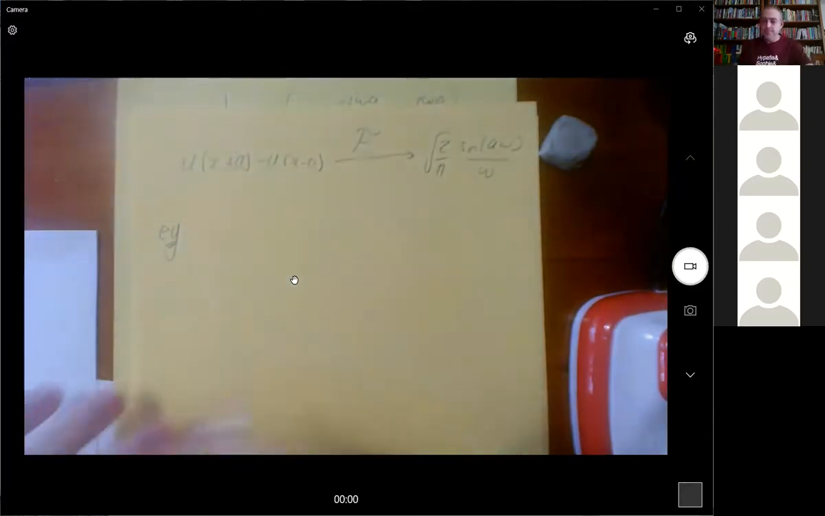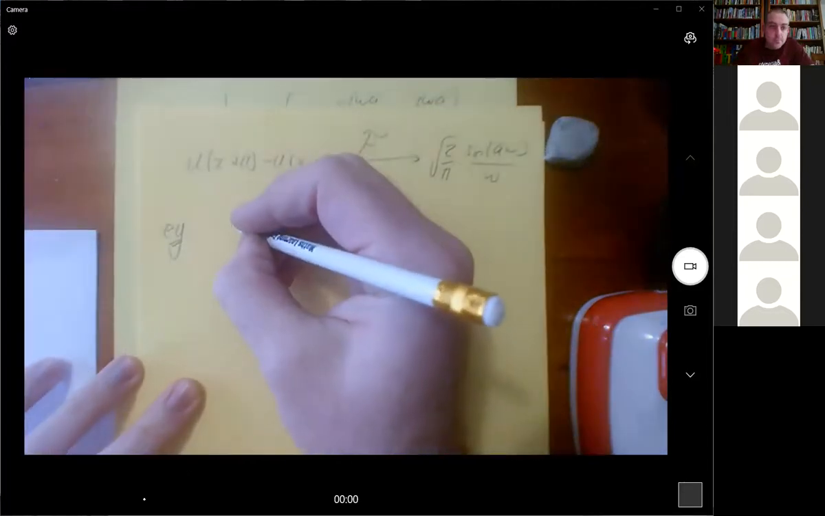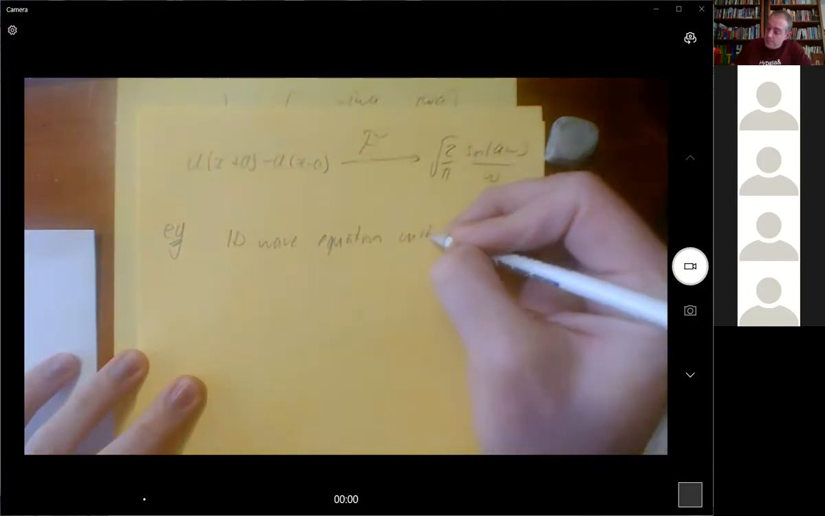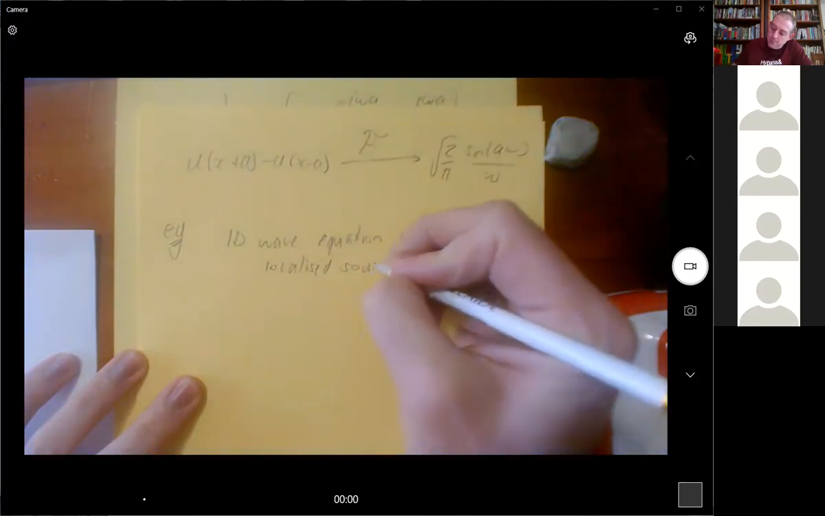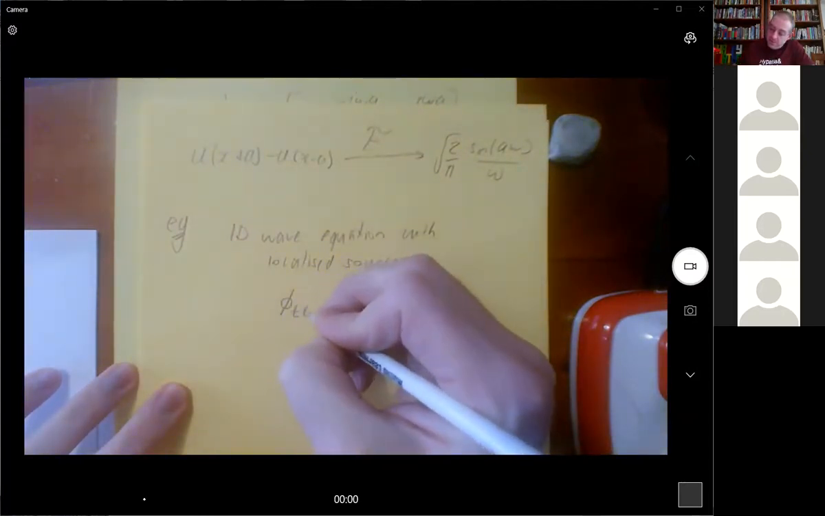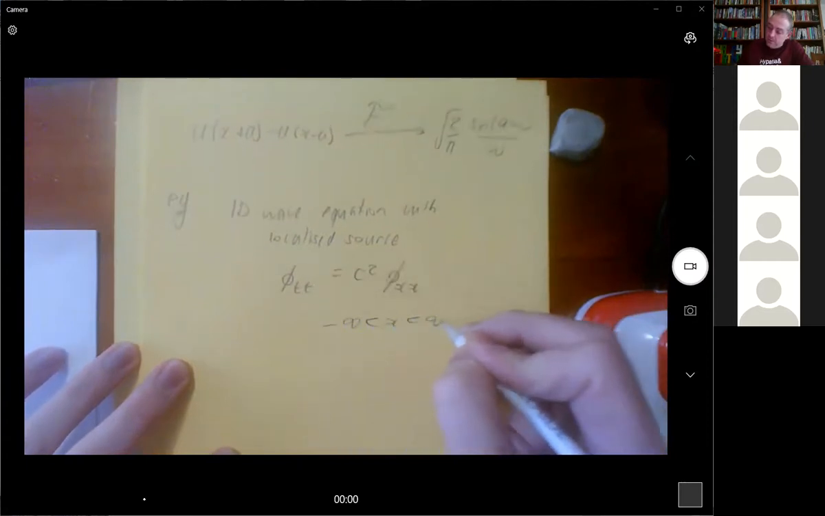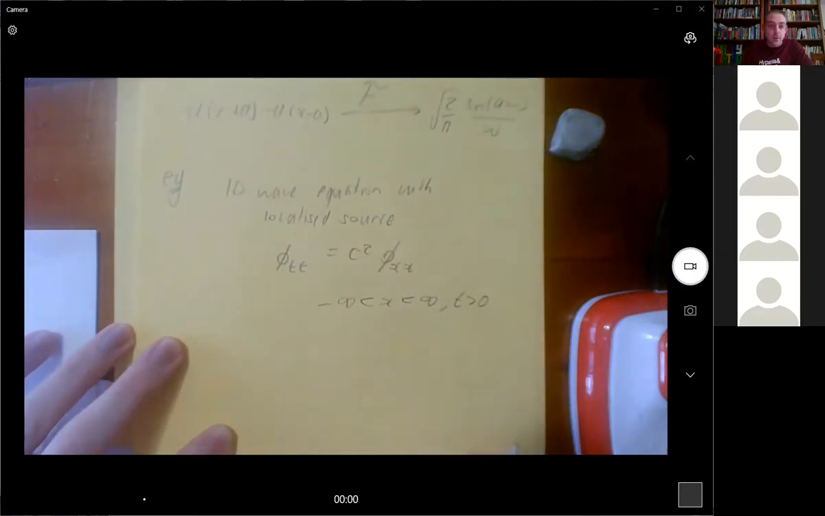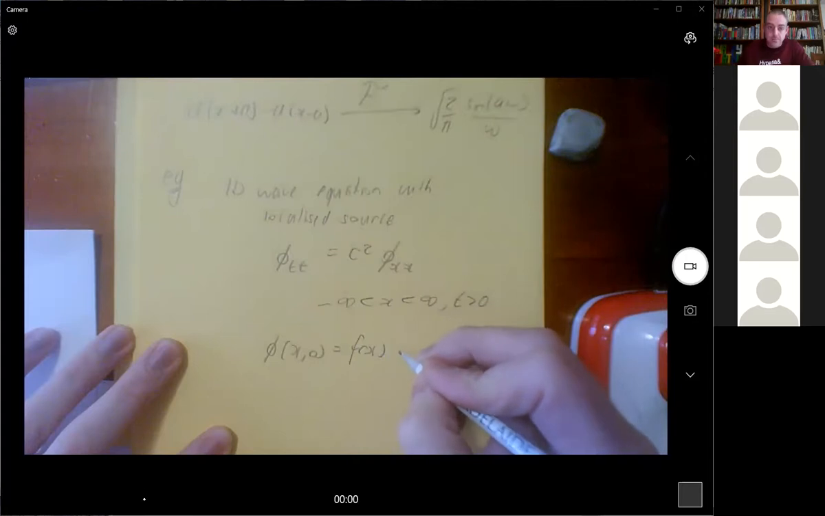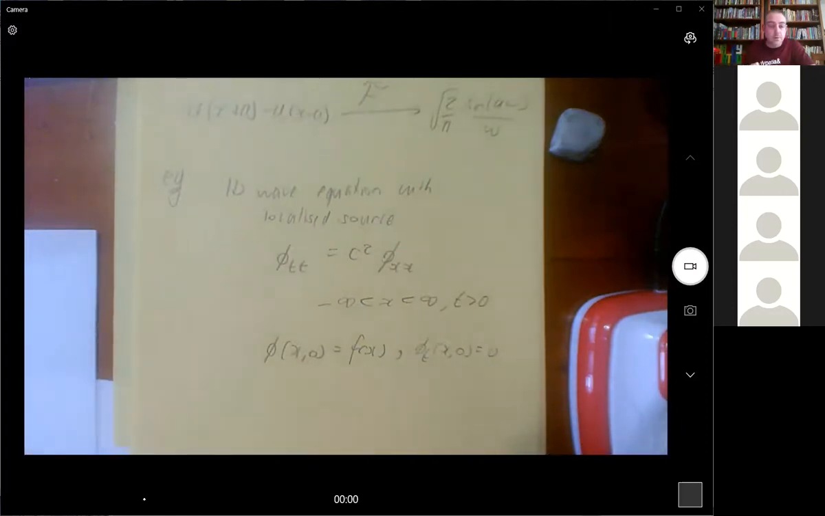All right, I'm going to try this one. 1D wave equation, localized source. I'm not 100% sure what localized source means, but it tells me that this is what it is. Phi of tt is equal to c squared phi of xx for x between minus infinity and infinity and t greater than 0. And then the initial conditions are that phi of x, 0 is a function, which they haven't told me what it is. Phi sub t of x, 0 is 0. Okay.